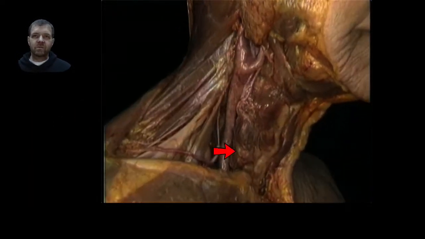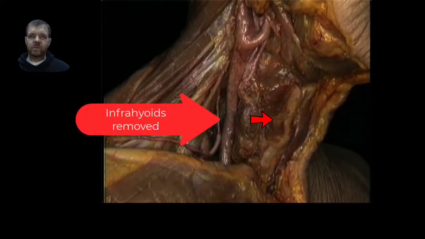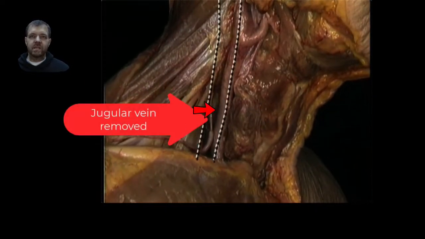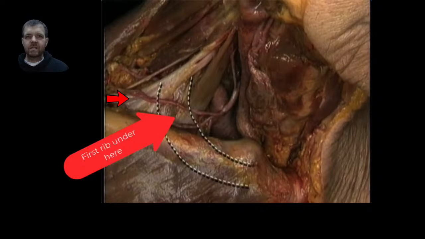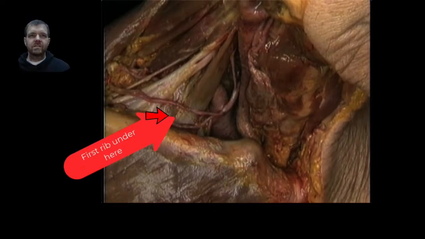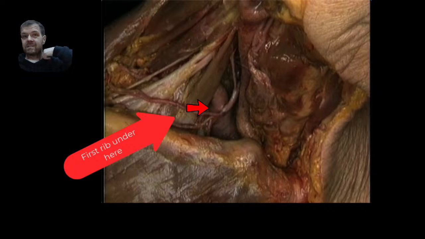So there's sternocleidomastoid removed, and you can see the vessels behind it. Infrahyoids removed, jugular vein removed as well. There's your clavicle. If we look top down from here, the first rib is underneath here, though you can't see it because of the structures. We're looking right down into the top of the neck, and we can see a couple of tube networks, one there, which are really, really thick. These are the start of your vessels that go up through the neck and then up into the brain.